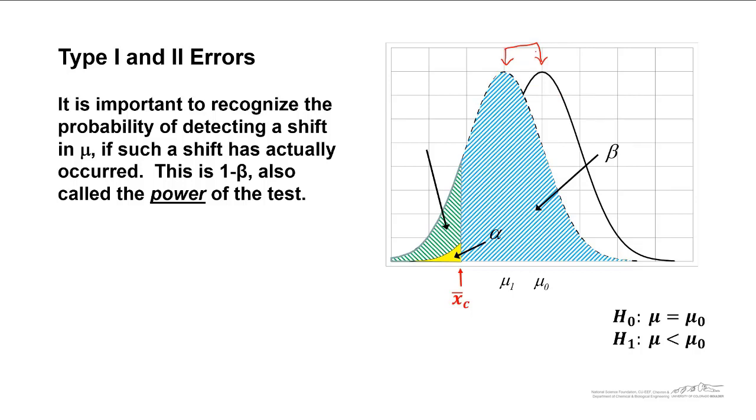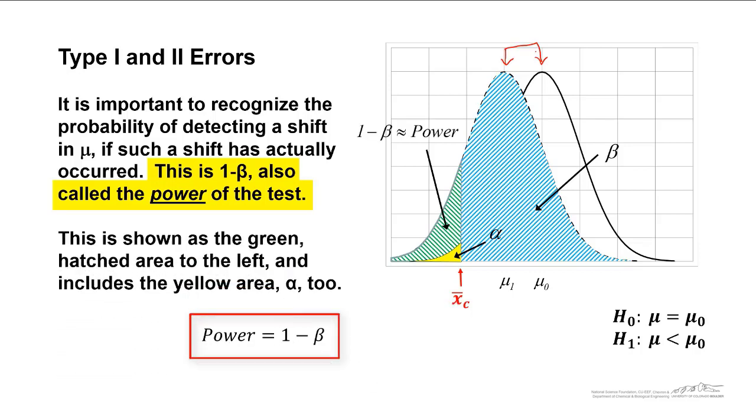If we subtract beta from 1, this is known as the power of the test. Power is 1 minus beta, and power can be interpreted as the probability of correctly detecting a shift in the mean, if such a shift has actually occurred. The power of the test is shown as this green shaded region, and it also includes alpha.